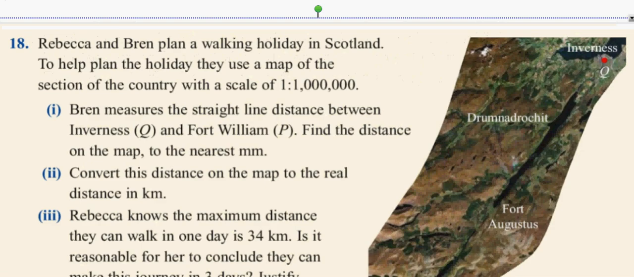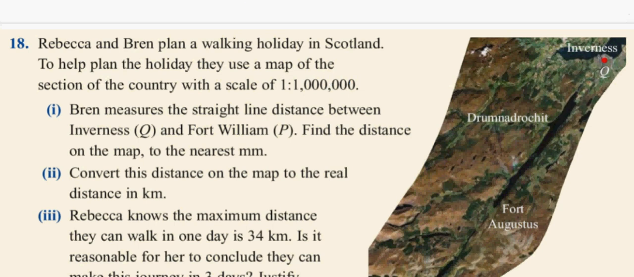18. Rebecca and Bren plan a walking holiday in Scotland. To help plan the holiday, they use a map of the country with a scale. Okay, can I explain what that might mean, guys? I might need some of you guys to help me with your rulers. Anybody have a ruler on them? So, yeah, good man, alright.